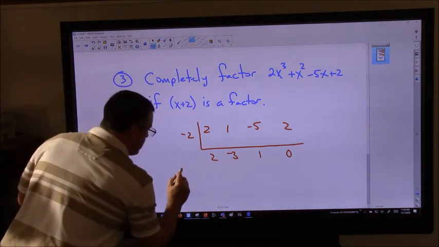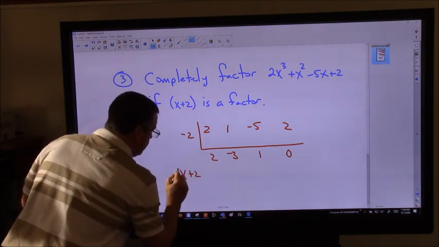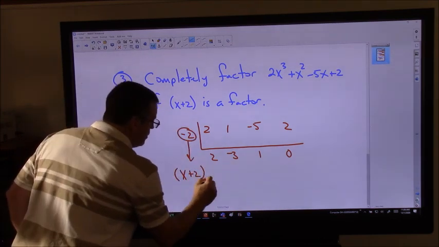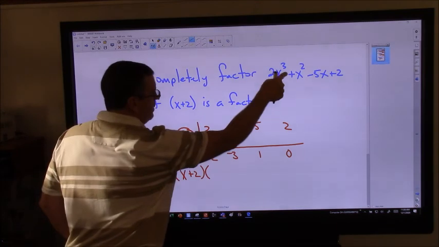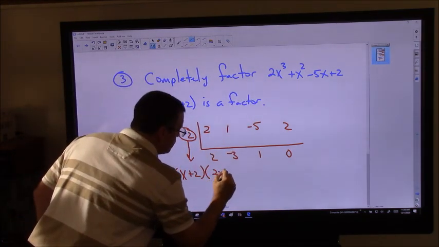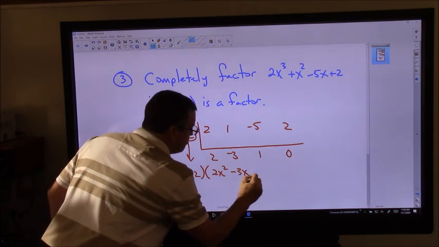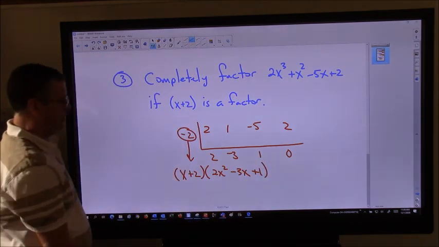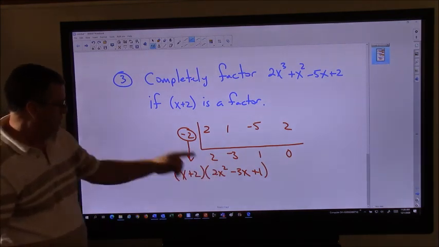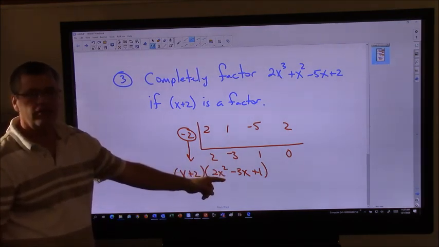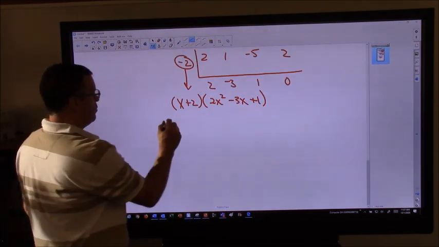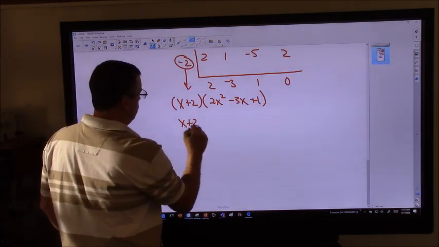So I know that I've got x plus 2. That comes from this right here. And when I divide this by x plus 2, what I get is 2x squared minus 3x plus 1. Okay, these are the coefficients of my answer. So the question now is, could I factor this farther? Right? So let's try it. x plus 2.